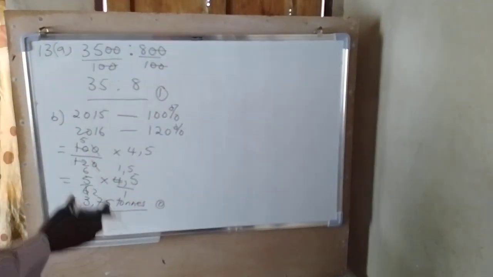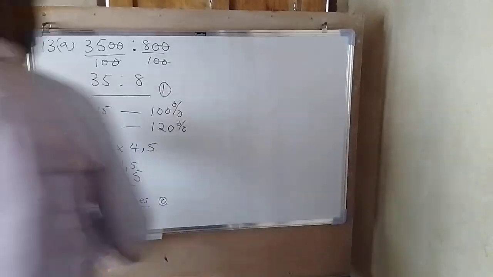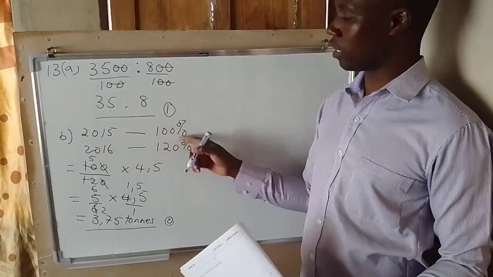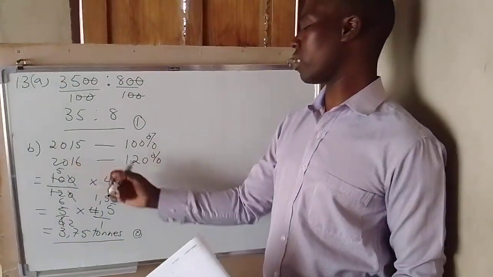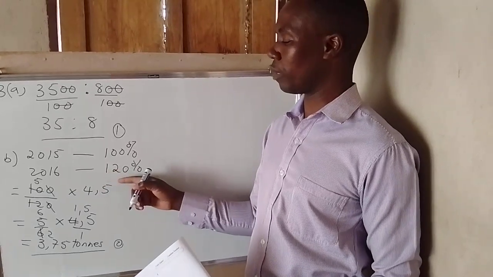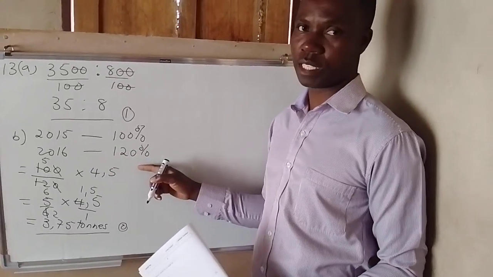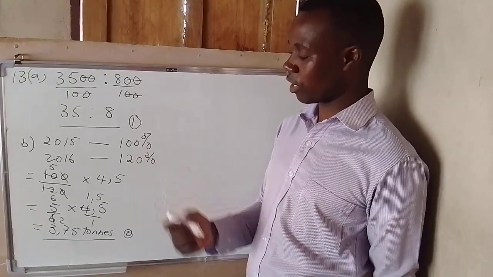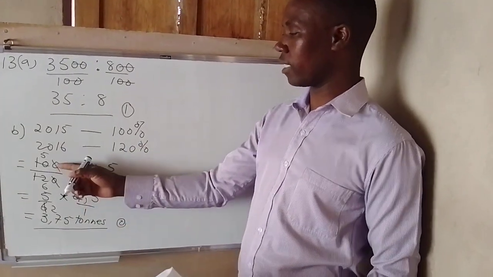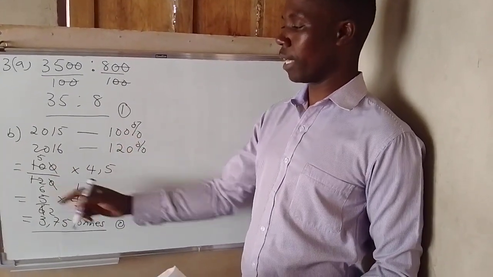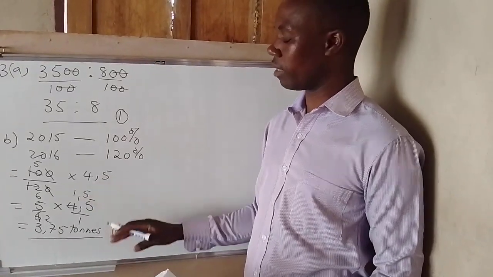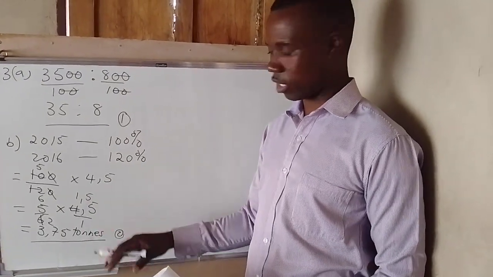You simply must be very careful here, where we are saying in 2015 the farmer harvested 100%. So in 2016 he added 20%, so the harvest is increased by 20%. So it's now 120%. So for us to get the harvest in 2015, we are now saying 100 for 2015 divided by 120 for 2016, multiplied by the number of tons harvested in 2016. Thank you very much for that.